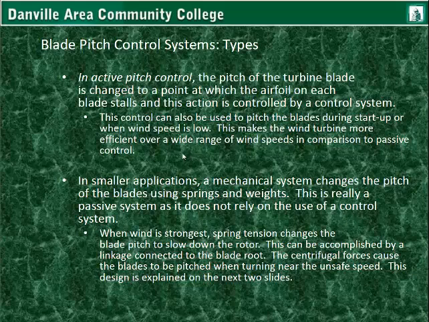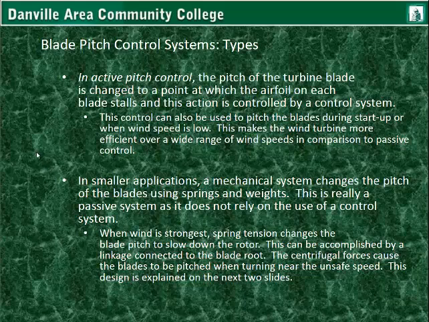And passive control relies just on spring tension and counterweights, and it doesn't provide continuous monitoring of wind speeds and continuous adjustments. Also, the other type of passive control is just the stall control, where the blade itself is designed to basically quit producing torque at a certain RPM. And that makes them less efficient, but also less complicated.